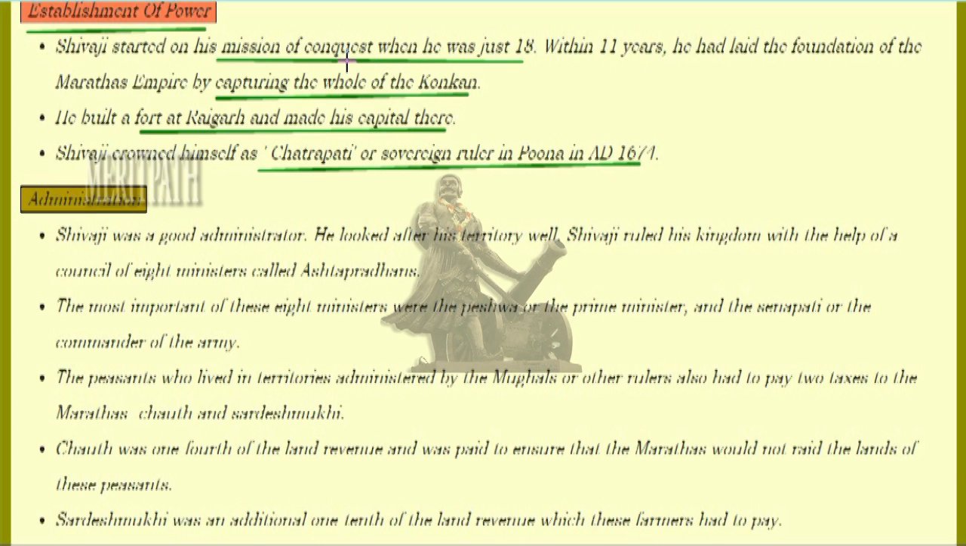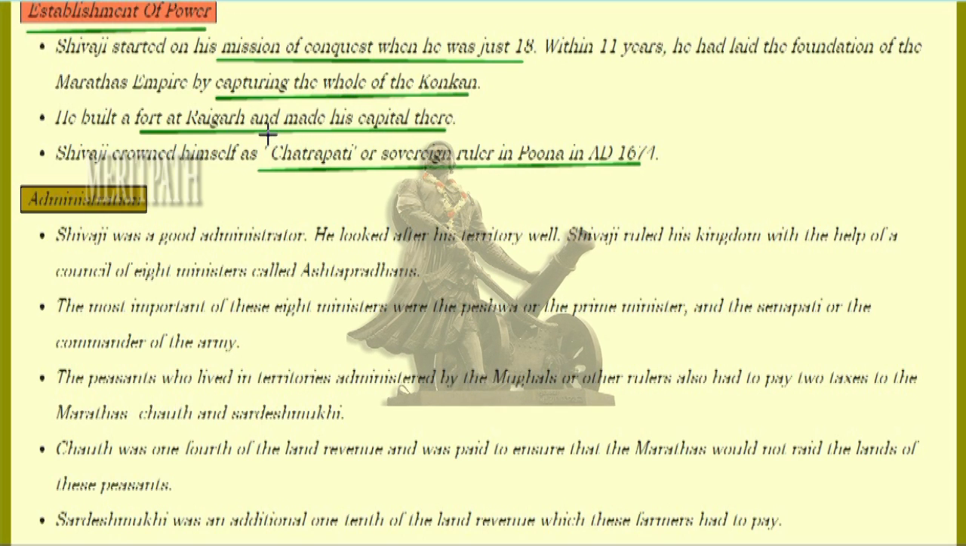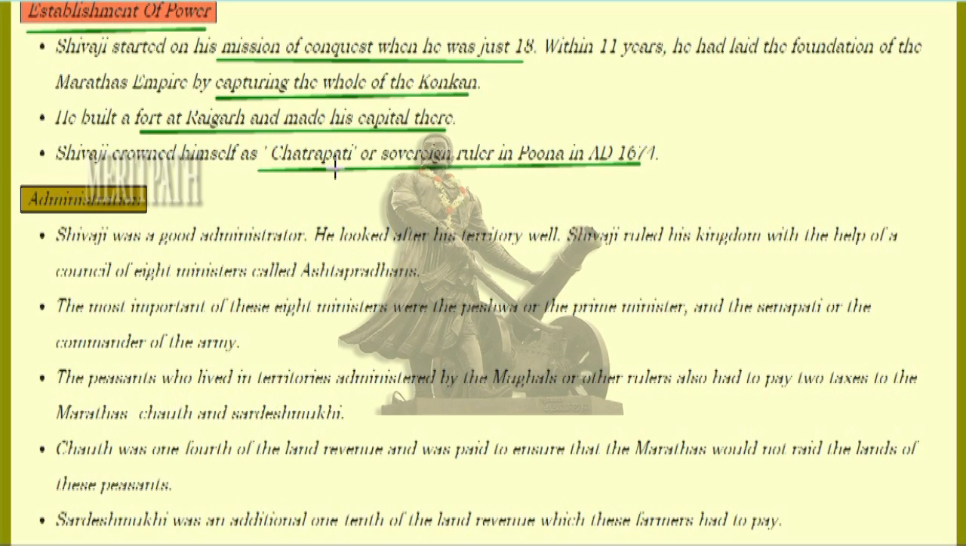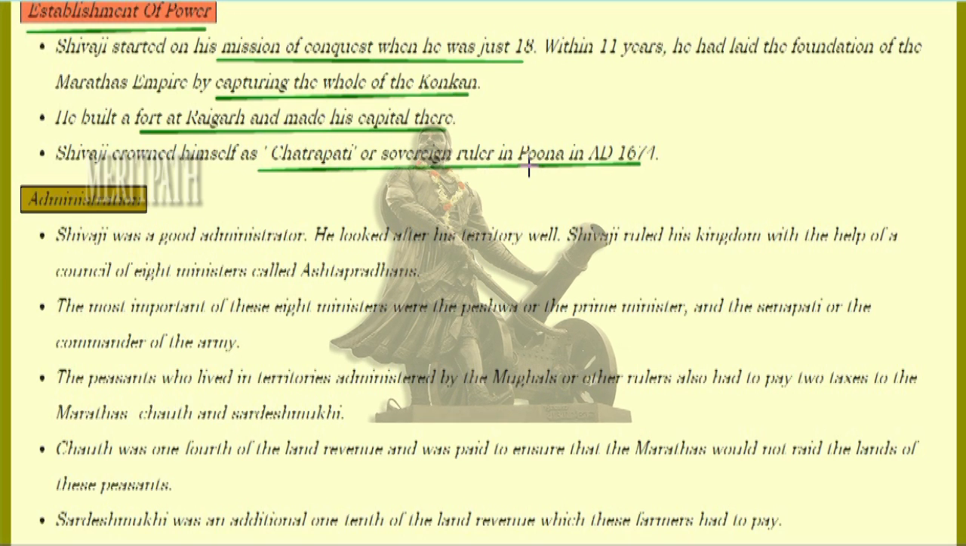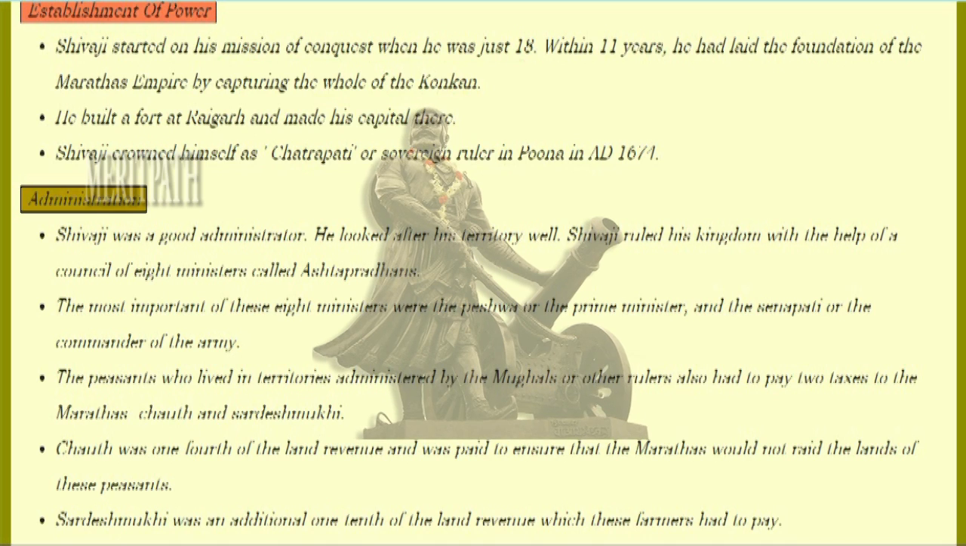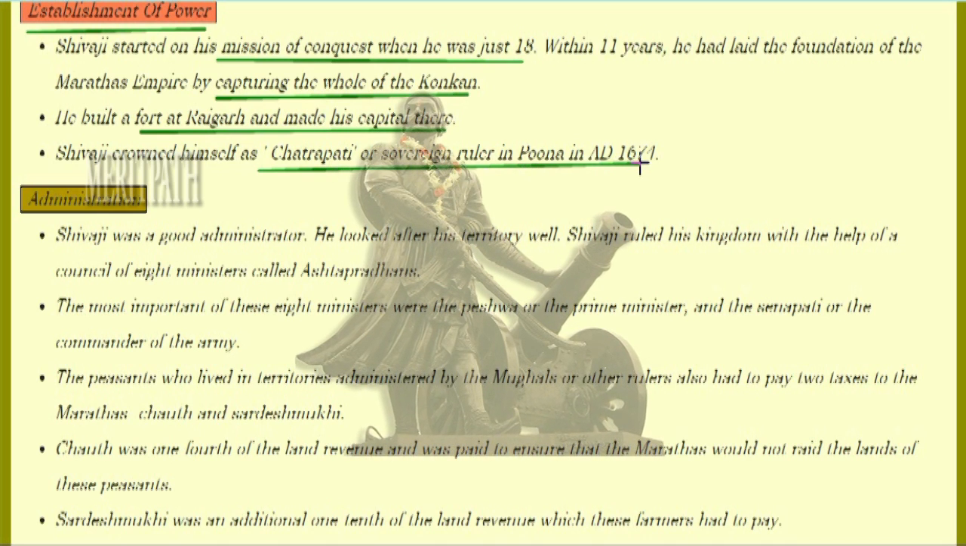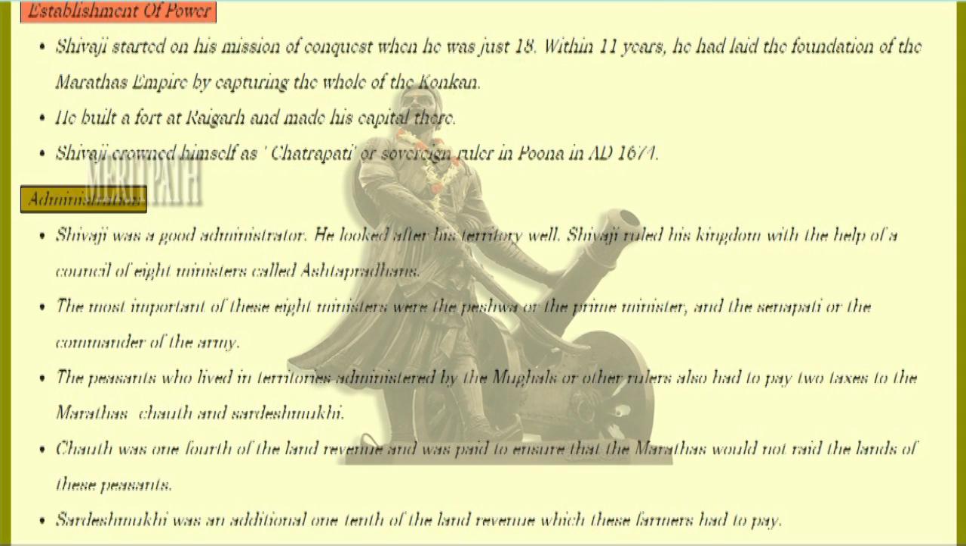How did Shivaji establish his power? When he was 18 years old, his mission was of conquest. So within 11 years, he laid the foundation of the Maratha Empire. He captured the whole of the Konkan region. He built a fort at Raigad and made his capital there. He crowned himself as Chhatrapati or sovereign ruler in Pune in AD 1674.